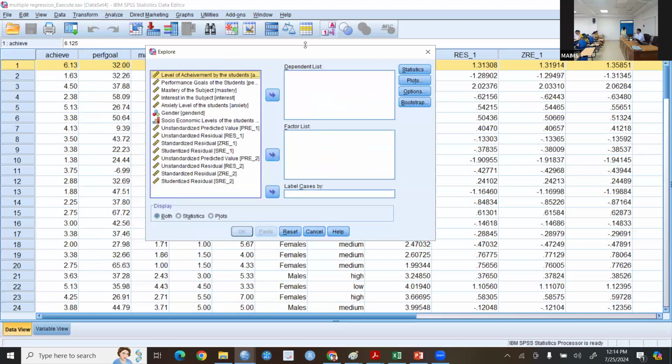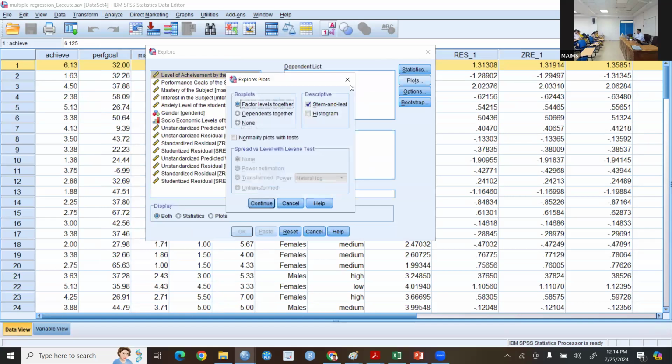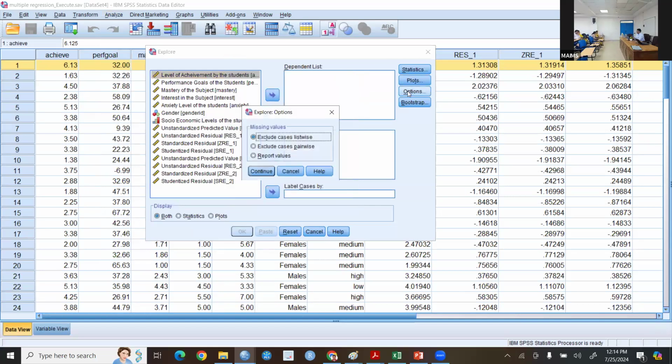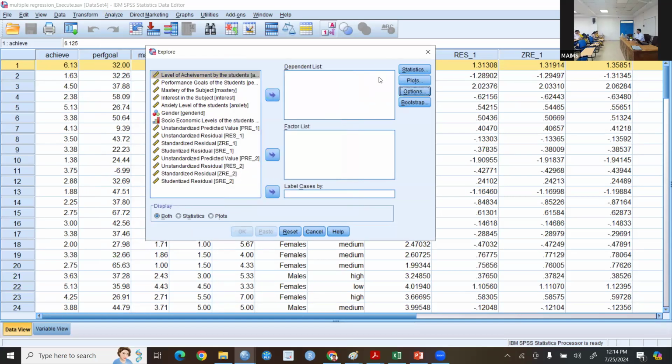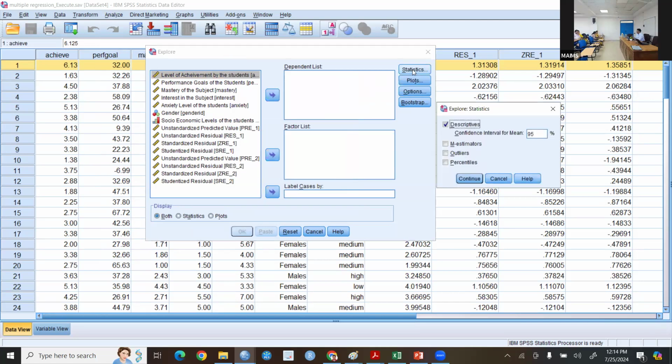The moment you click on explore, click on statistics. What are the values which are coming? Outliers. Can you see outliers are there? So the first thing the researcher should do, he must find out the outliers.